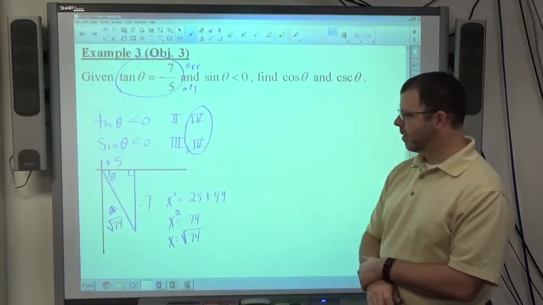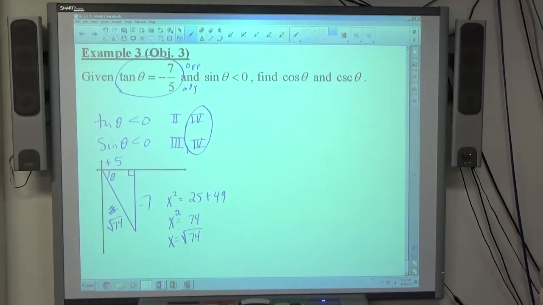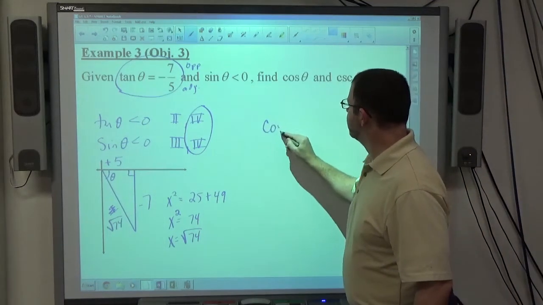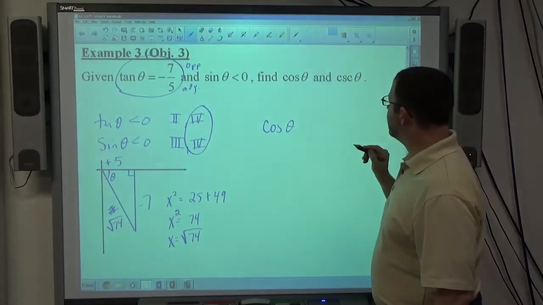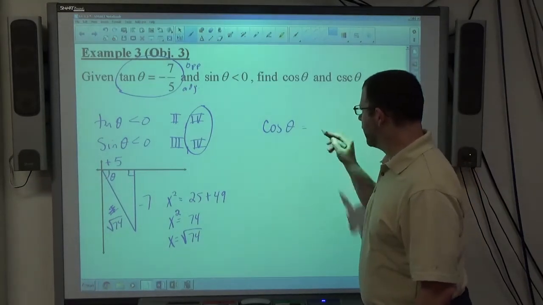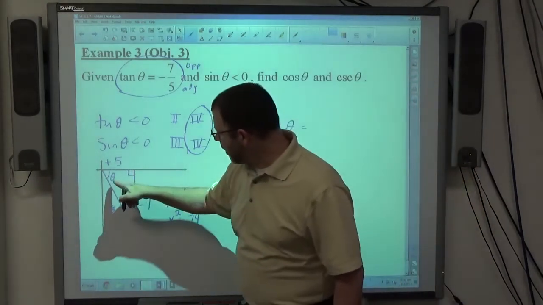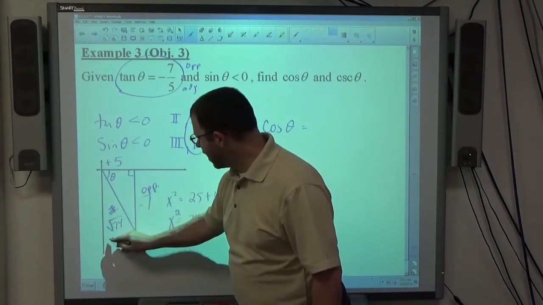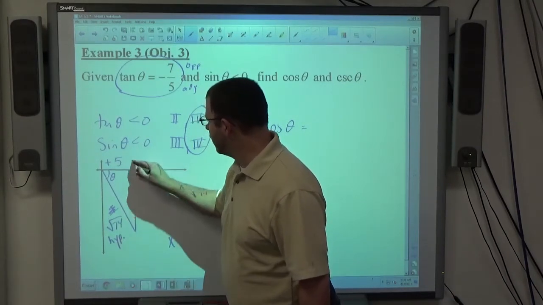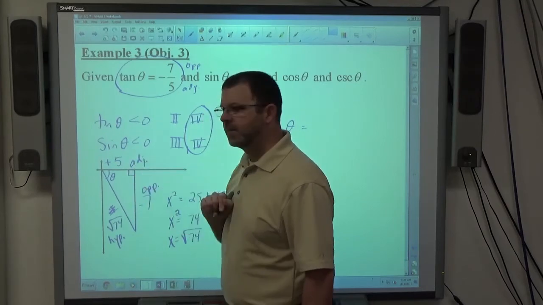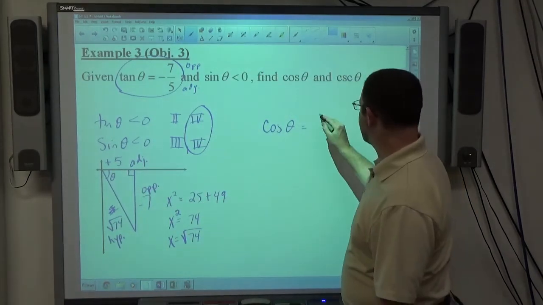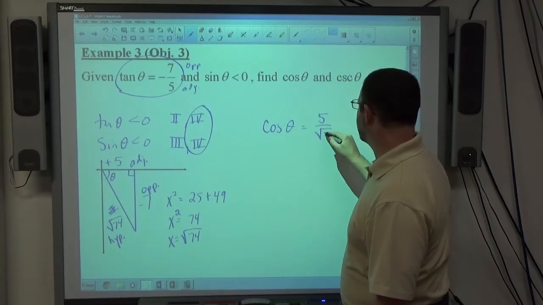All right. So we have the square root of 74 as the hypotenuse. Now, our directions are to find the cosine of theta and to find the cosecant of theta. So I'm going to find cosine of theta, that's easy enough. If this is my angle, this is the opposite side, this is the hypotenuse, this is the adjacent, right? Cosine is adjacent over hypotenuse, that's going to be positive 5 over positive square root of 74.